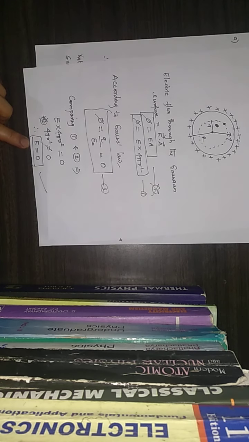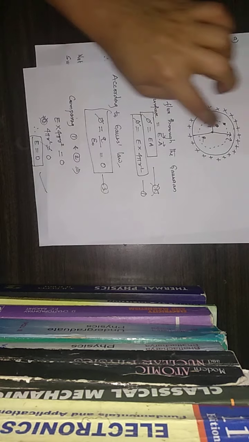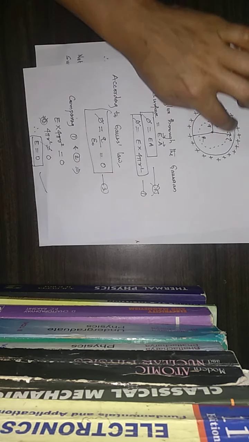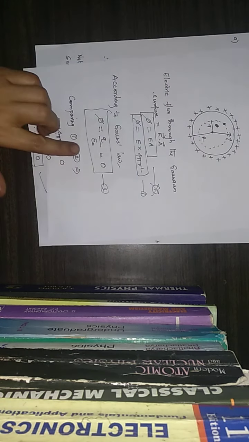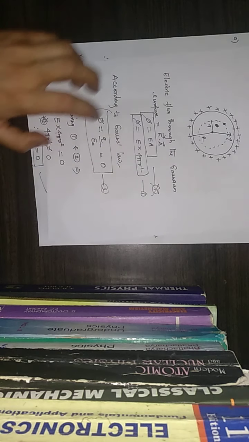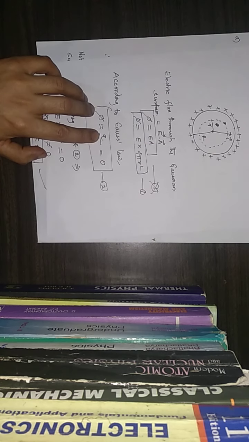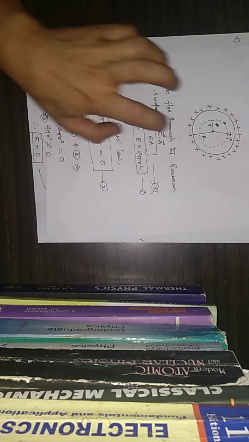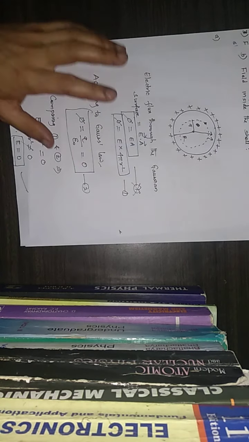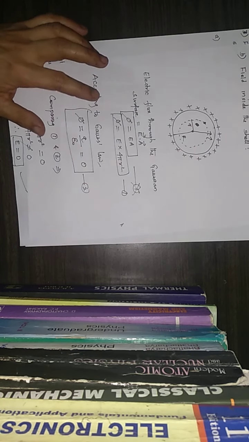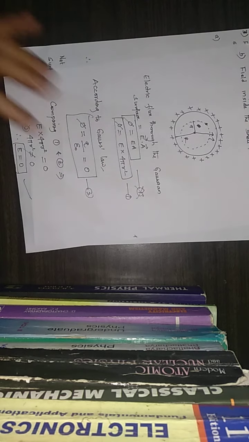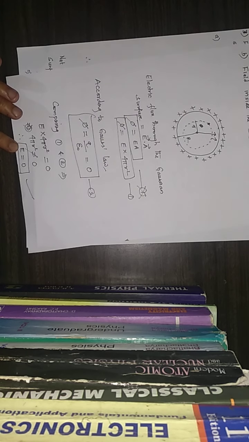There will be no electric field at all, because any Gaussian surface inside the shell will not enclose any charge. If any Gaussian surface inside the shell does not enclose any charge, then the value of the flux will be 0. If flux is 0, then the value of the electric field will be 0.